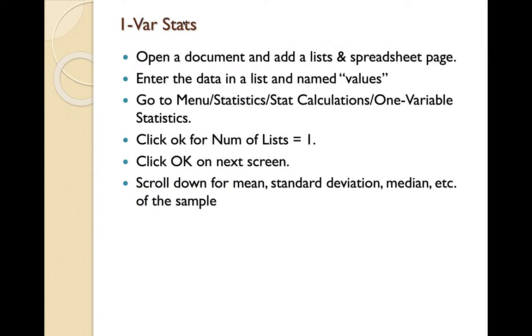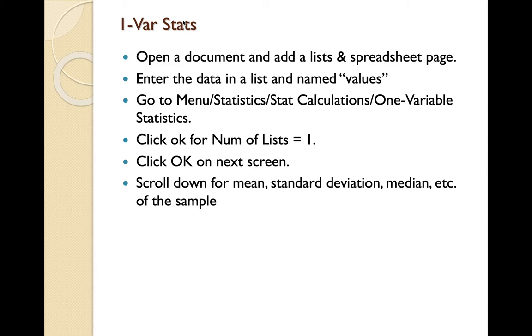For the sake of making our lives much better, you want to grab your calculator. You're going to open a document and add a list and spreadsheet page. Enter the data in a list and give the values the name values. Okay, so you're going to put values up there in A, skip the gray box, and then go ahead and enter the data.